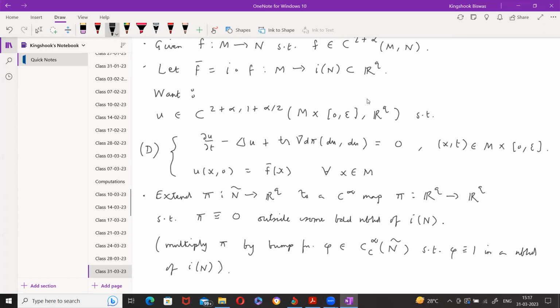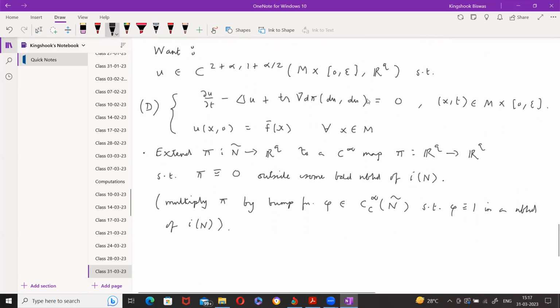Okay. So then the point is that for all k, the kth derivatives of pi are bounded on RQ because it's constant outside a compact. Okay. So now our pi is defined everywhere.